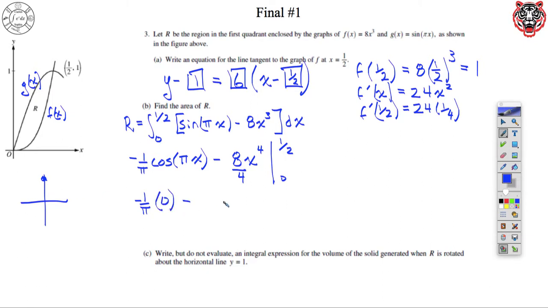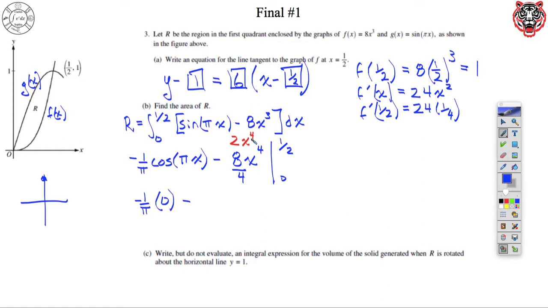And that's going to be minus, when I plug in 1/2 here, and I'm just going to write this in a different color so I can show the work. This is really 2x to the power of 4, instead of 8 over 4 x to the power of 4. All right, so if I plug in 1/2 into here, it's going to be 1/2 to the power of 4.